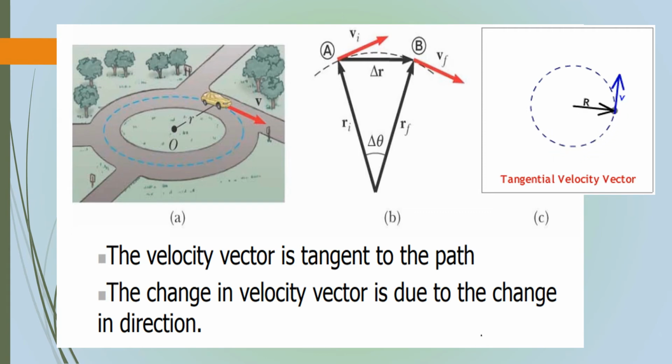The direction of the velocity is tangent to the path at any instant. So the change in the velocity vector is due to the change in direction.